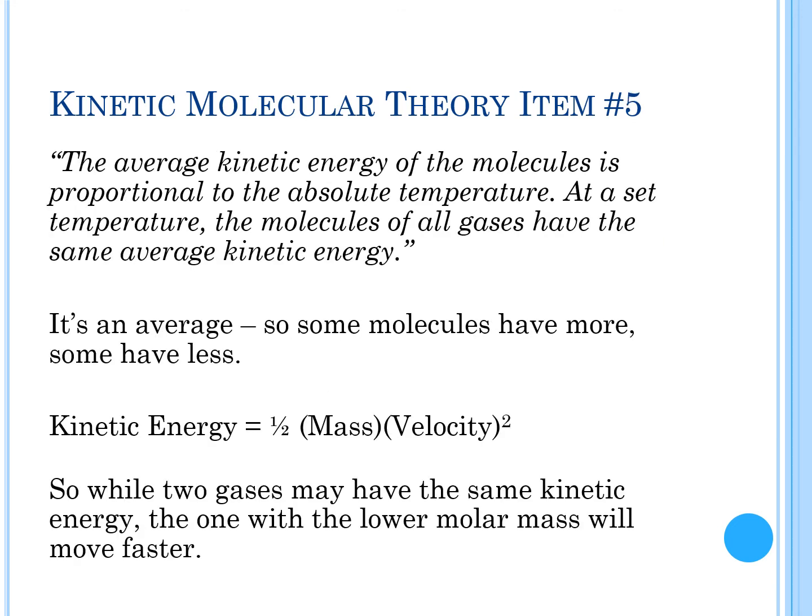And then our fifth theory item, just a little bit more about that, about the average kinetic energy. We're looking at an average of all the molecules, but some molecules actually have more energy and some have less. And when we're looking at kinetic energy, we are comparing mass and velocity. So two gases could have the same kinetic energy, but the one with the lower mass will move faster, and thus it will behave in a more ideal way. So let's look at all these theories and compare ideal to real gases.